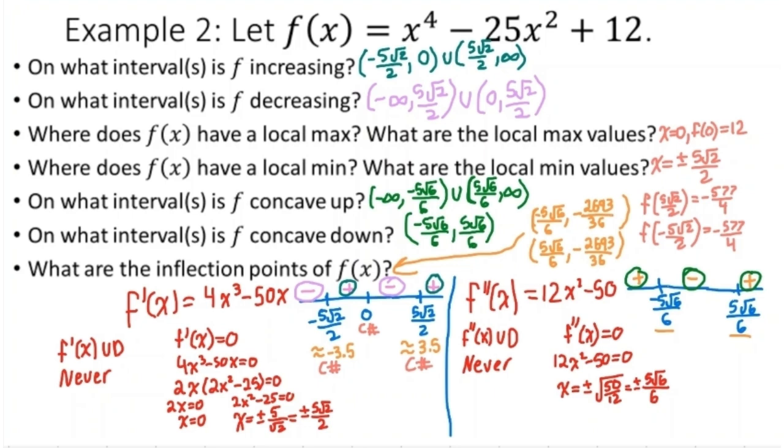So keep in mind that even though there were 7 questions in total, all 7 of them could be answered with 2 sign charts. The first 4 questions could be answered with the sign chart for f prime, while the last 3 were answered with the sign chart of f double prime.